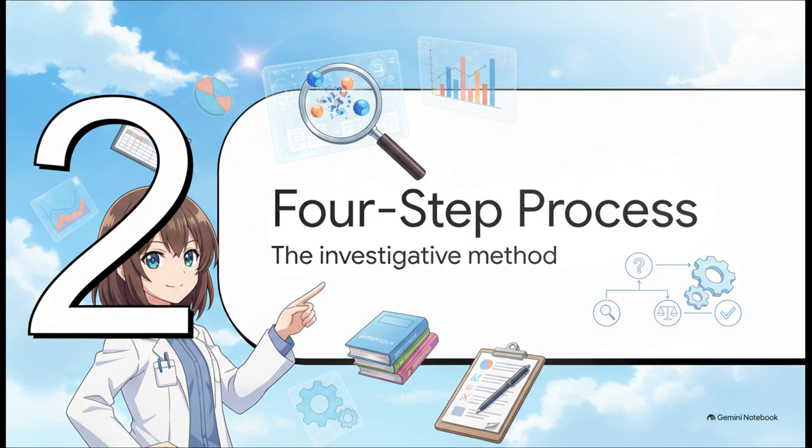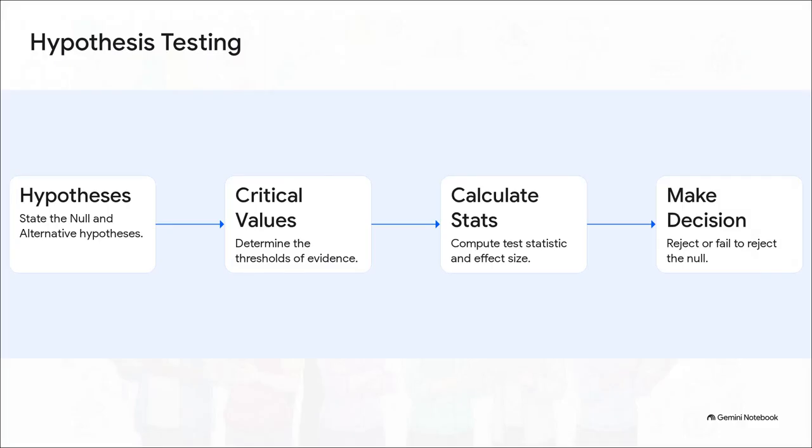Moving along to Section 2, the four-step process. Our source material outlines this beautiful, perfectly logical, four-step process that remains exactly the same no matter how complicated the math gets. Step 1. State your hypotheses, both the null and the alternative. Step 2. Find your critical values, which are essentially the thresholds of evidence you require. Step 3. Collect your data, calculate your test statistic, and figure out your effect size. And Step 4. Compare your statistic to your critical value and make your final decision. You either reject the null or you fail to reject it.